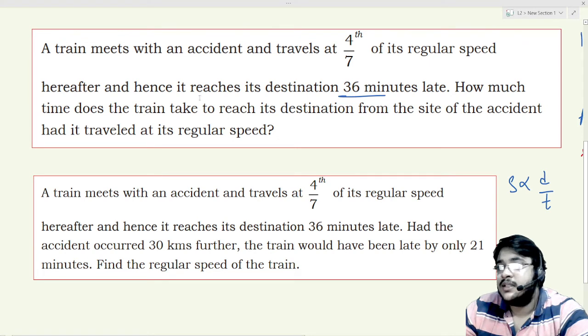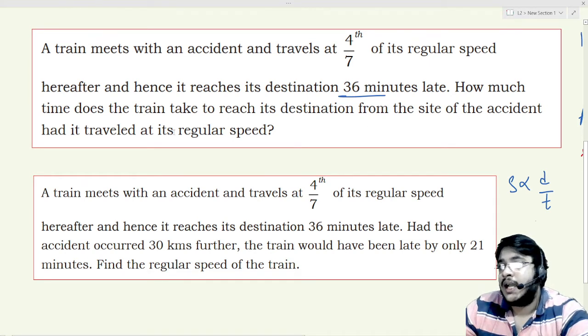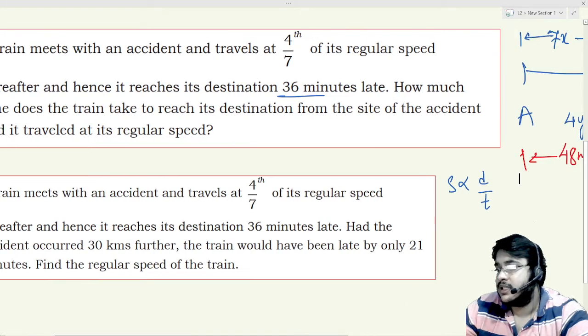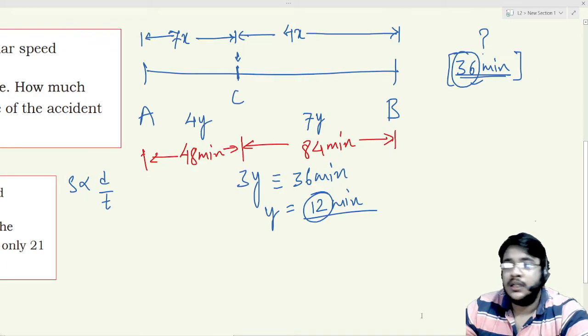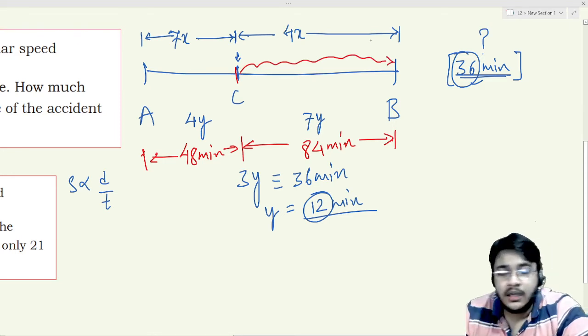How much time does the train take to reach its destination from the site of the accident had it traveled at the regular speed? So basically what they're asking is, from C to B, or in other words from C to D, rather from C to B, what will be the time?